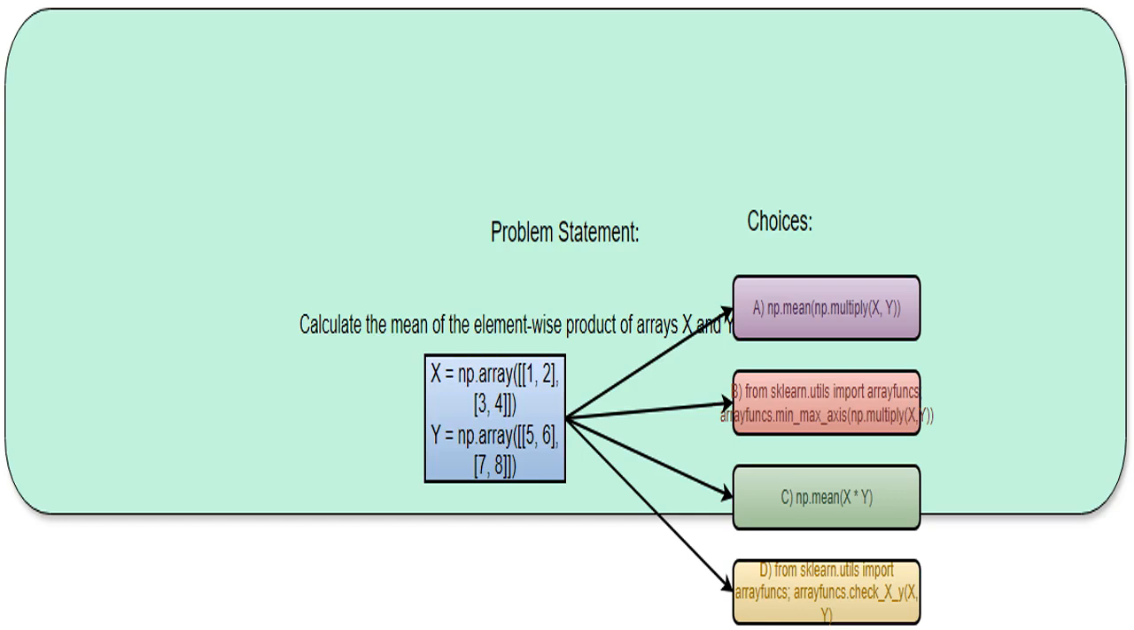The problem asks you to find the average value of each corresponding element multiplied together in arrays X and Y. Let's clarify some terms. NumPy's np.array creates arrays, and np.multiply performs element-wise multiplication, while np.mean calculates the average. The goal is to understand how to perform these operations in the context of scikit-learn's interaction with NumPy.